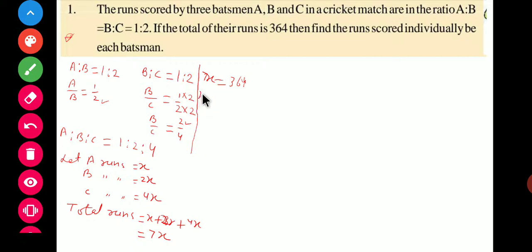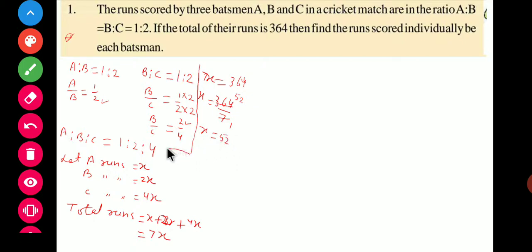So here X is equal to 364 divided by 7. 7 ones are 7, 7 fives are 35, and 7 twos are 14. So we get X as 52.